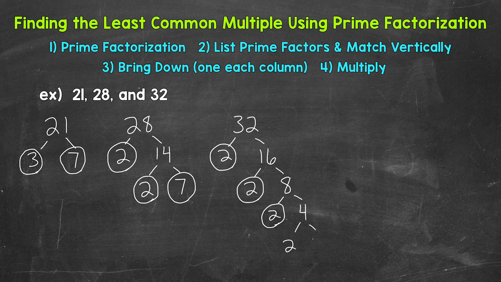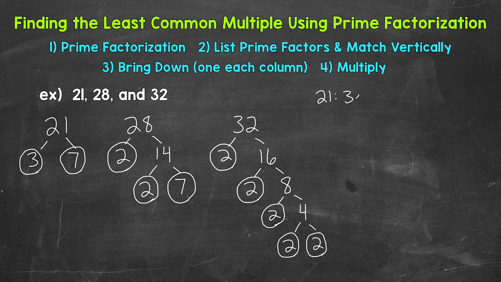2 times 2 equals 4, so 2 is a factor of 4. 2 is prime, so we are done there and there. And that's the prime factorization of 32. We can't break that down any further. Now that we have the prime factorization of all three of our numbers, we need to list the prime factors and match them vertically. Let's start with the prime factors of 21.